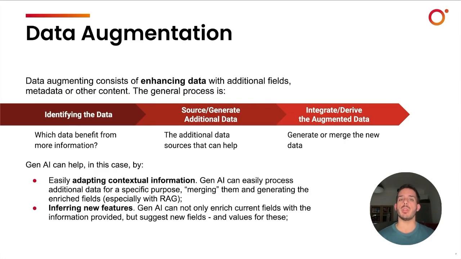And then they're also very good at inferring new features, right? GenAI can not only enrich the current fields that you have with the information provided, but it can also suggest new fields and new values for these, what we call feature engineering, right? As we stated, if you have a customer and you're talking about, for example, financial transactions, it could be good to have an average of that customer's financial transactions, which is a new feature, right? So GenAI can also suggest what are the useful features, which may be a combination of fields, a multiplication of fields, a normalization of a field by another value, and so on. Based on your specific purpose, it can tell you what it suggests for you to create in terms of new features.